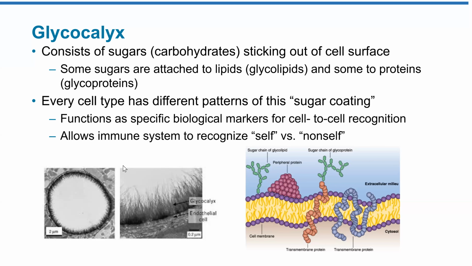And on a diagram here, you can see an electron microscope picture of glycocalyx and a diagram of the sugar attached on the periphery of the cell, attached to a protein or lipids, glycoprotein and glycolipid. Right, so this is a protein, so this is glycoprotein, and this sugar attached to a lipid, so glycolipid, and together the sugar structure makes the glycocalyx.